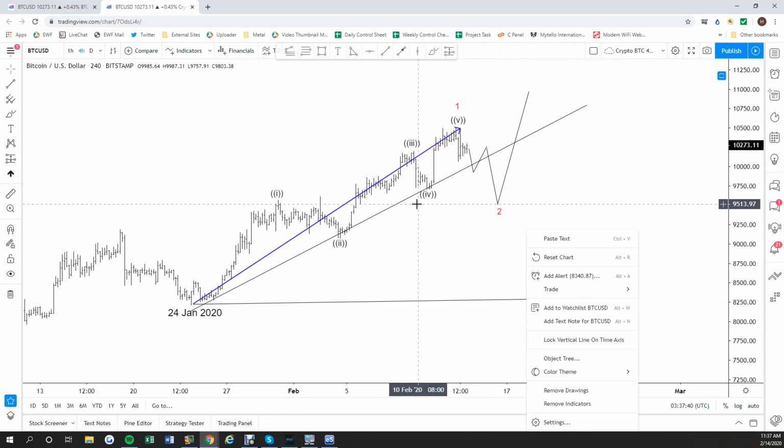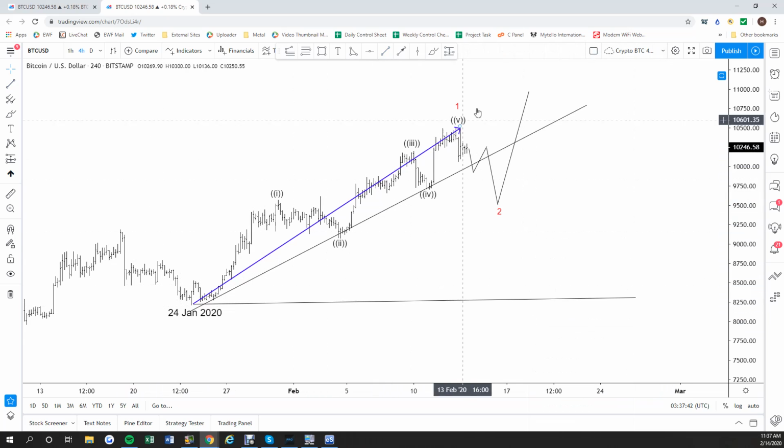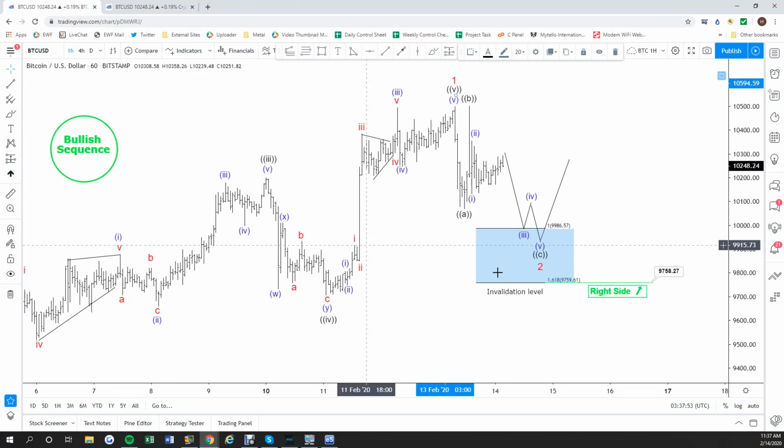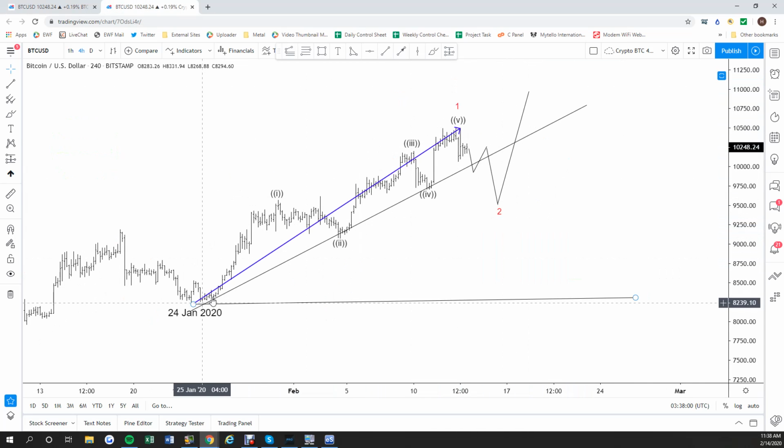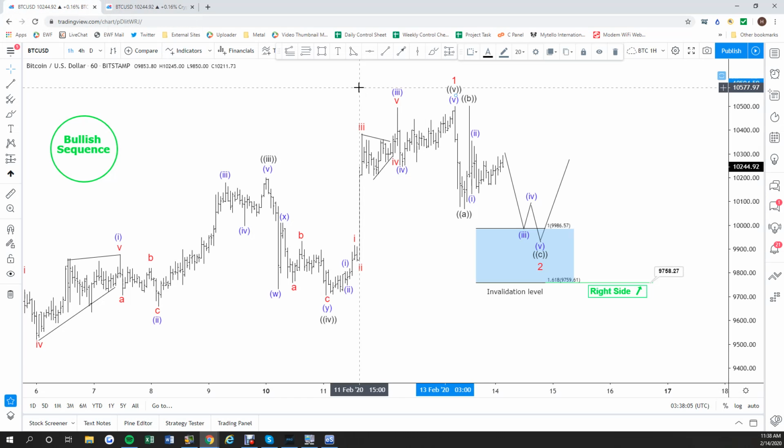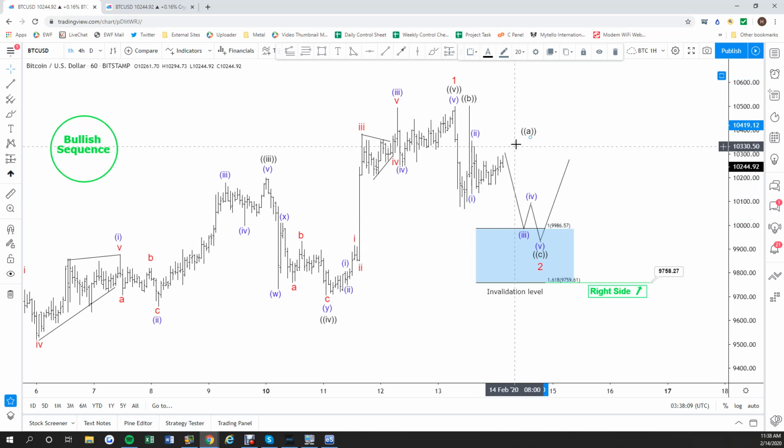That's really the key level, because if this proposed count is correct, we are correcting that rally from 24th of January. Okay, and now another possibility here, in case the decline starts to get extended, another possibility is, because we are in the wave 2, and remember wave 2 is correcting this entire rally, that means this leg here could be a wave 1. So this could be a wave 1.